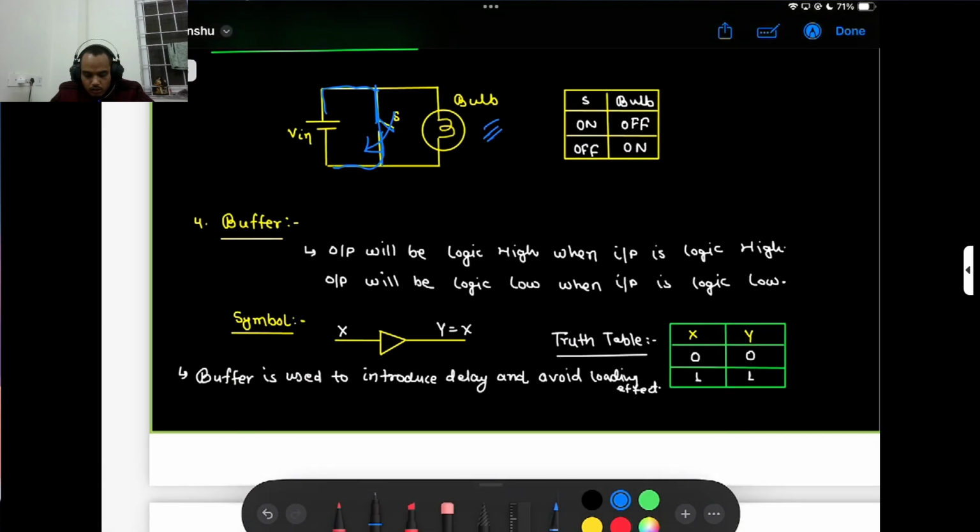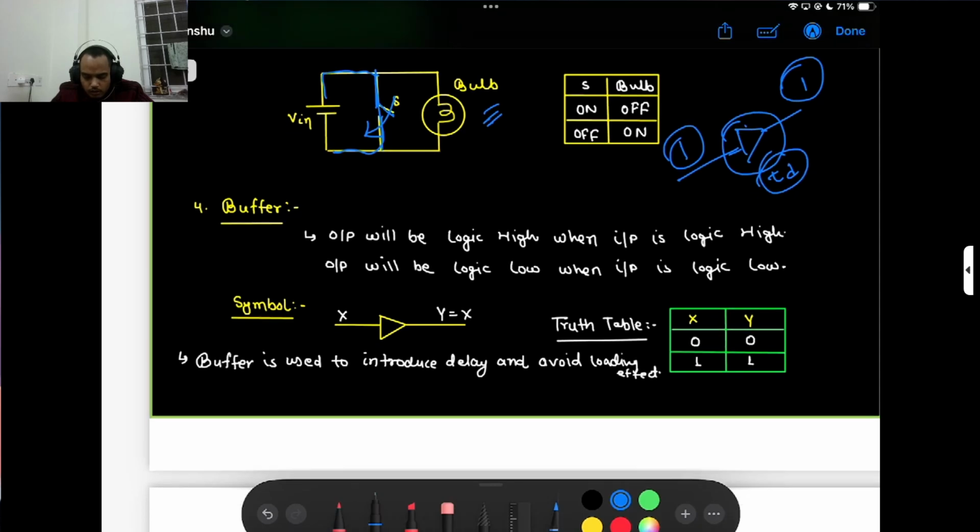Now comes to the buffer. So in a buffer, the output will be logic high when the input is logic high, and the output will be logic low when the input is logic low. It's basically some delay we add in a circuit, and that is represented by a buffer, nothing more than that. The input shows on the output after some delay, and this is the symbol that I already wrote.